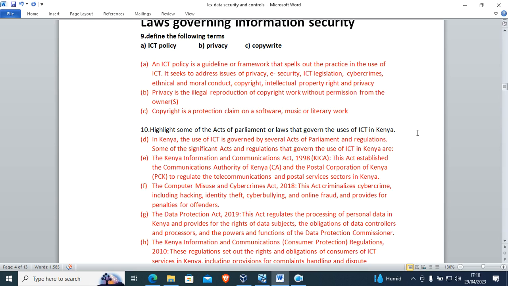Then we have piracy, sorry, there was still a typo. We are talking about piracy. When we talk about piracy, I have explained it is duplicating copyrighted work. A copyright is a protection claim on software, music, or literary work. For example, if you download one of my videos and upload it to your channel, I need to know. If you avoided me knowing, then you have breached copyright.